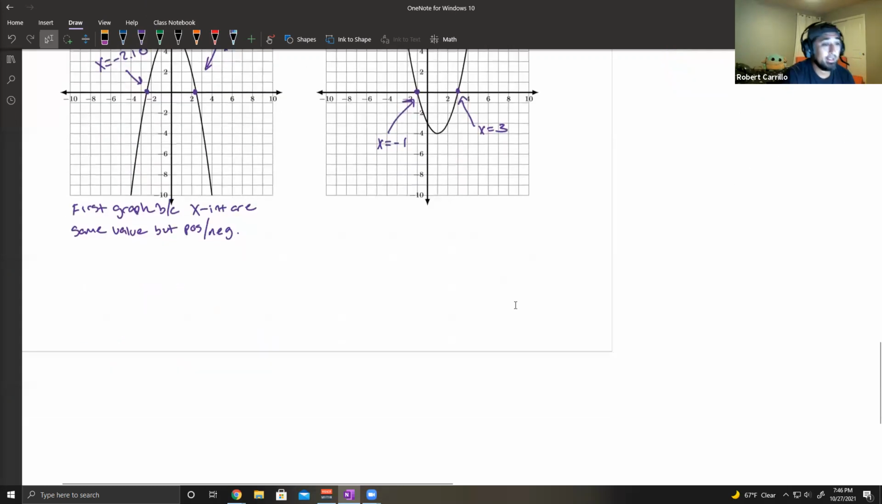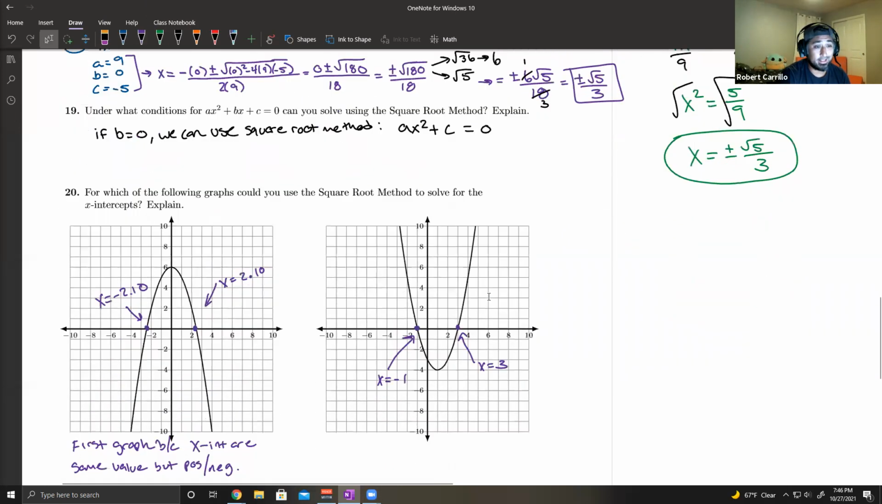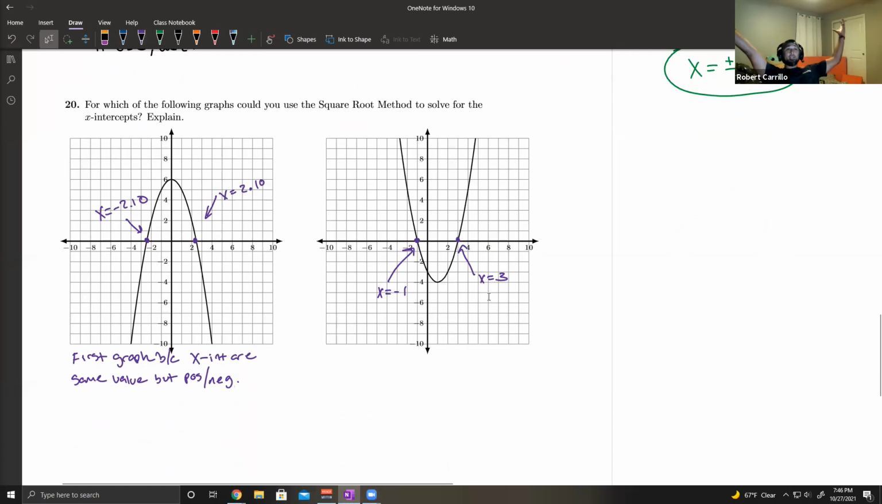All right. And that's it, y'all. That's the square root method. Definitely a lot easier than the quadratic formula. Okay.